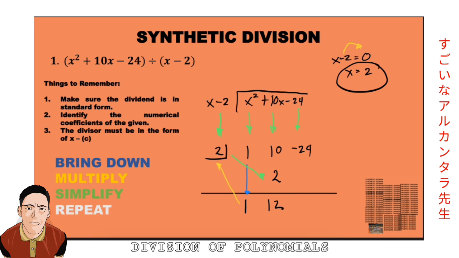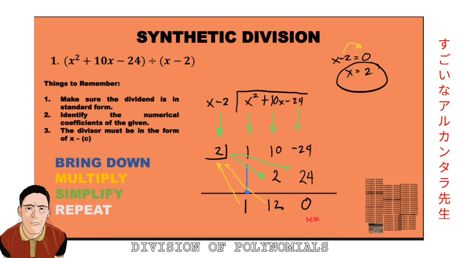Next, we repeat the entire process. So 12 times 2, that will give you 24. So we write 24 here. So what is negative 24 plus 24? That is 0.